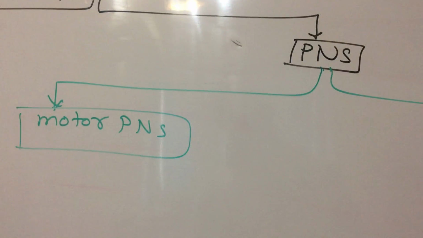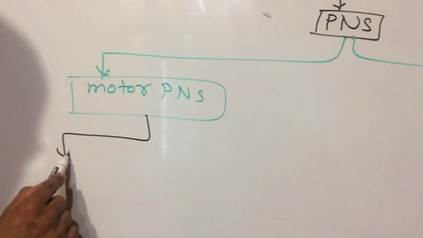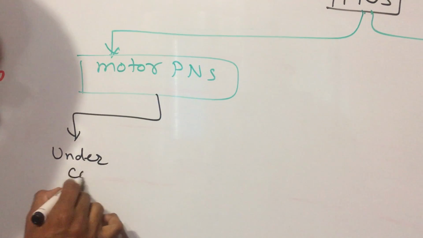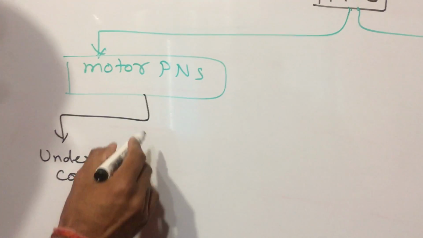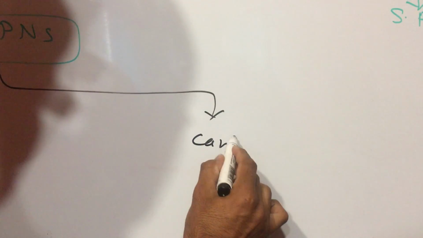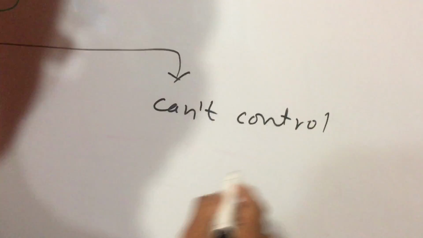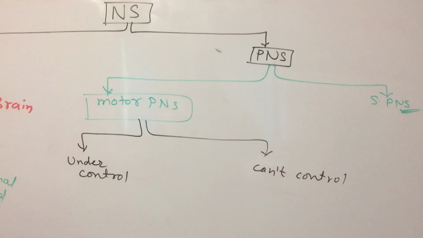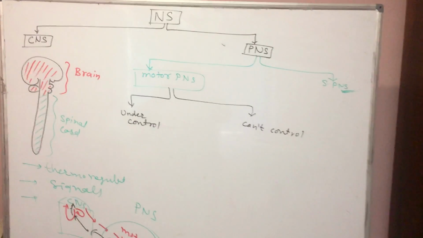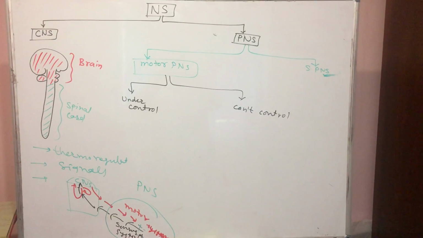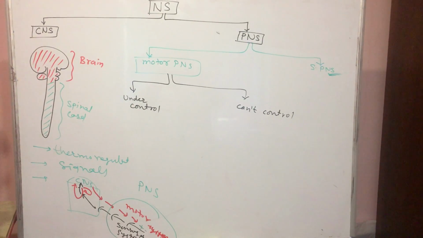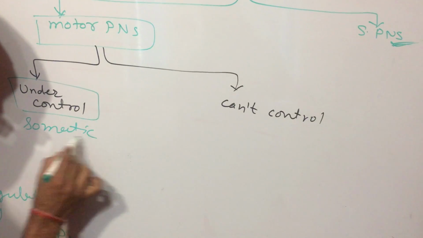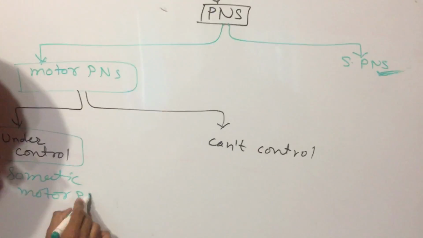So here are two cases. In the first case, some responses are under our control, the under-control motor response. The other is what we can't control with the motor system. So the motor system has two types: under control and can't control. Under control is called the somatic motor response, the somatic motor peripheral nervous system or motor response.